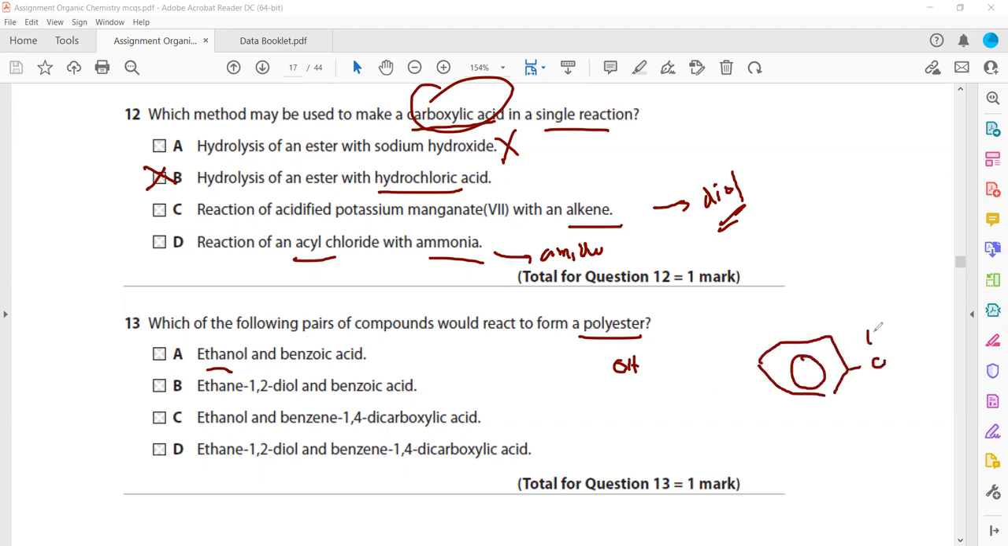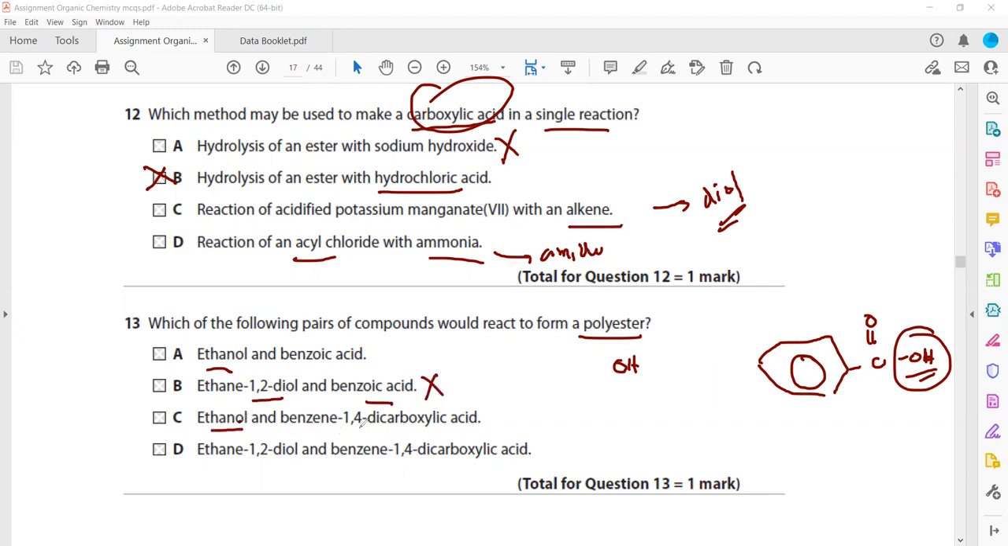We'll discuss the benzene ring in unit 5. Benzoic acid has only one OH, with C double bonded with O. So it cannot form a polyester, because a polymer should have a repeat unit. There will be a reaction, but there won't be a repeat unit. Here a diol reacts with benzoic acid. Again, there is no repeat unit.